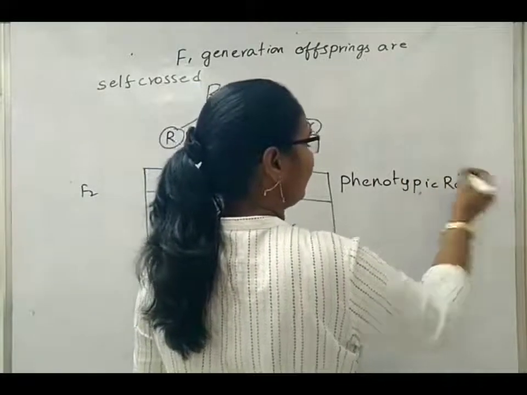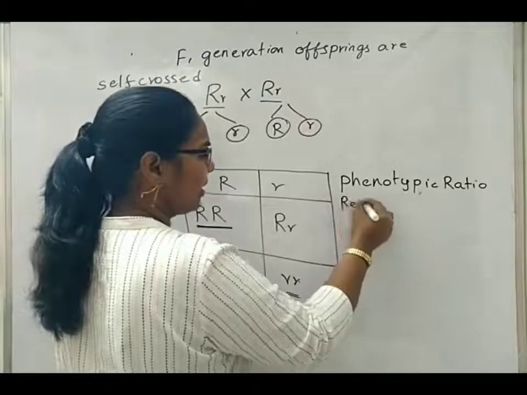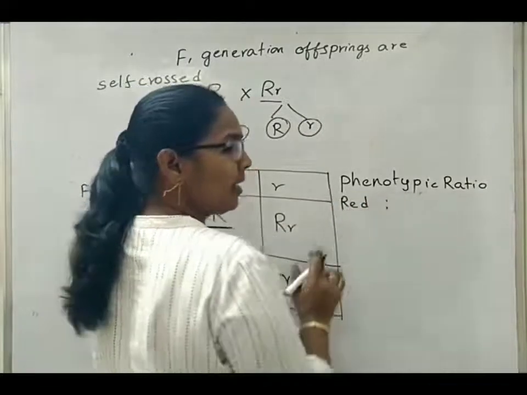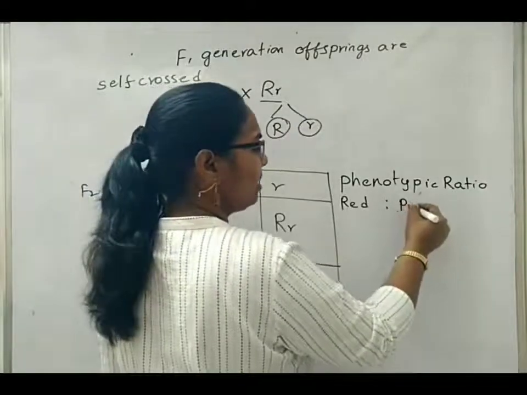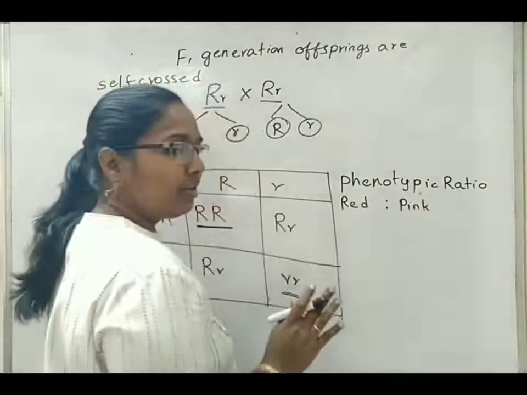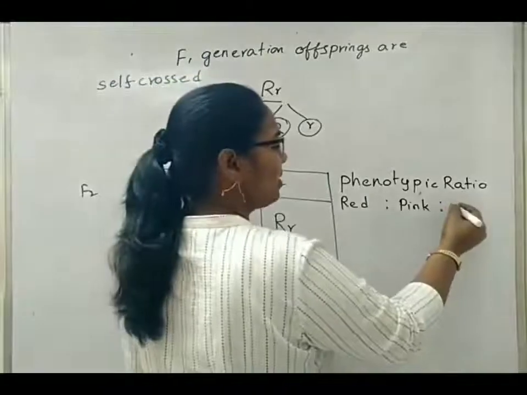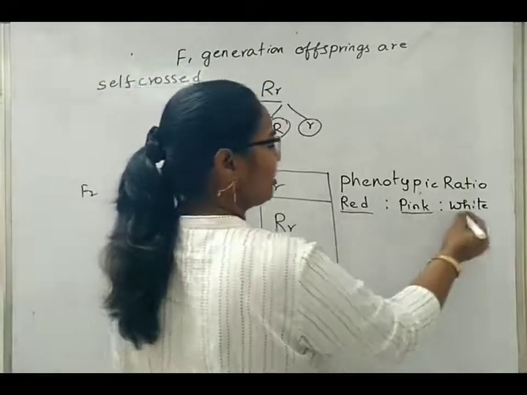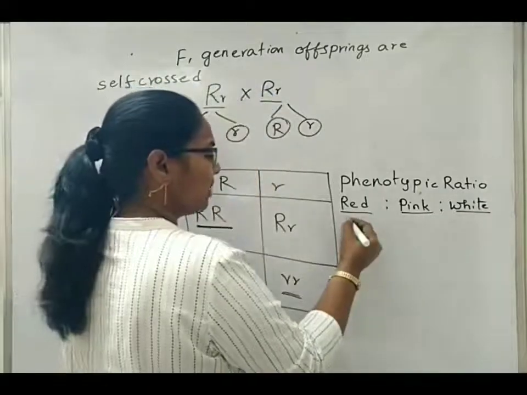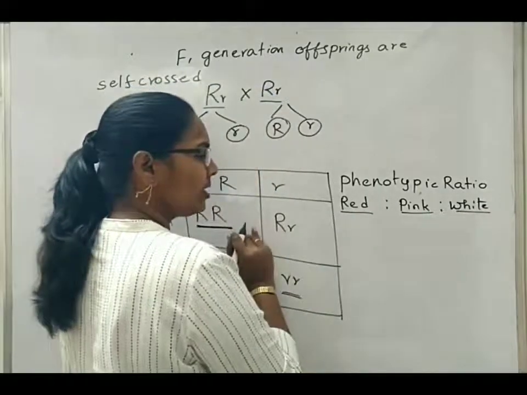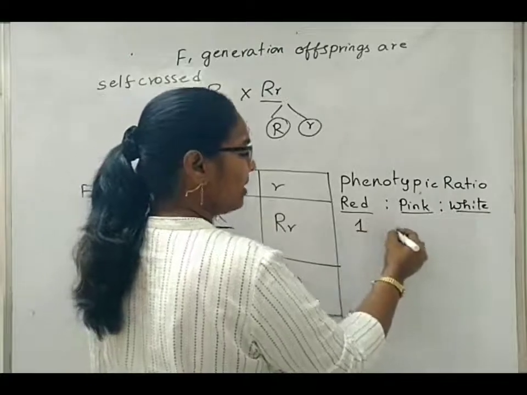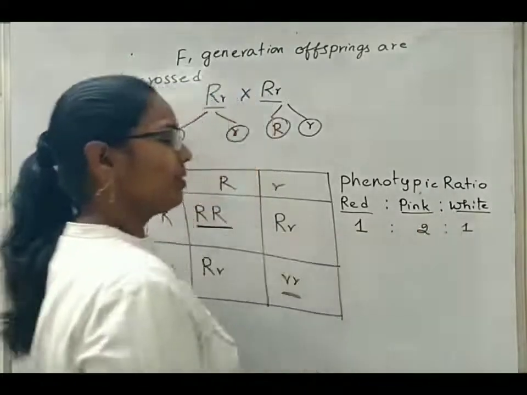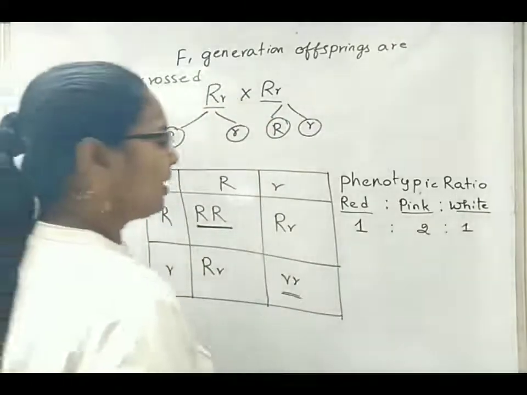ratio. Now we have to represent the red color flower, which is dominant. And in the F1 generation, we have obtained the third type of color, that is the pink color flower, which is neither dominant nor recessive, is to white color flower. Now, how many of these are there? Capital R means dominant homozygous alleles are representing only one red color, is to two pink color, is to one white color flower, which is purely a recessive type of color.